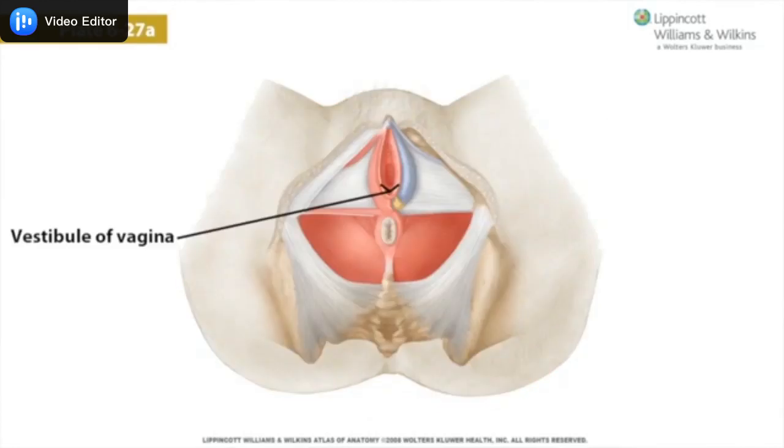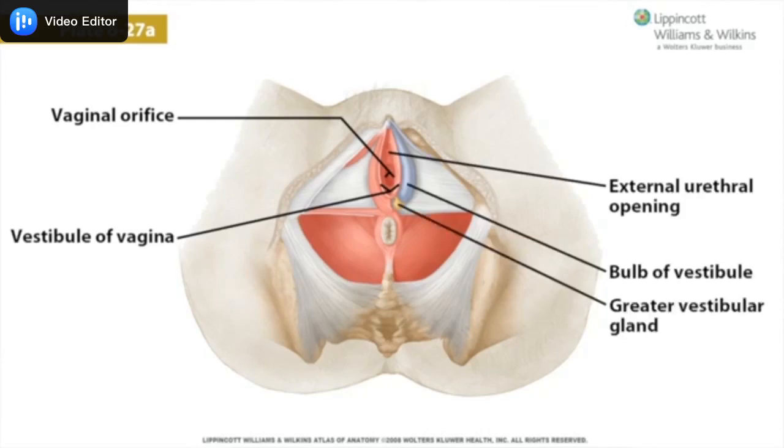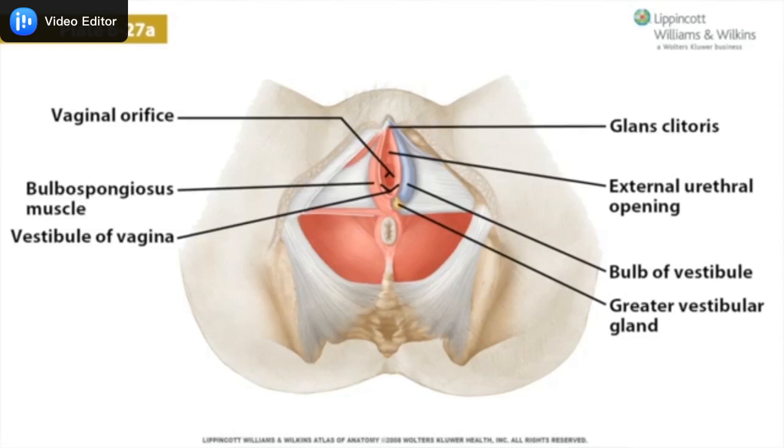The space between the labia minora is the vestibule of the vagina. Within the vestibule of the vagina is found the vaginal orifice posteriorly and the external urethral opening anteriorly. Lateral to the vestibule are the bulbs of the vestibule and the greater vestibular gland. Covering these structures, as mentioned moments ago, is the bulbospongiosus muscle. The clitoris is the organ of sexual arousal in the female.